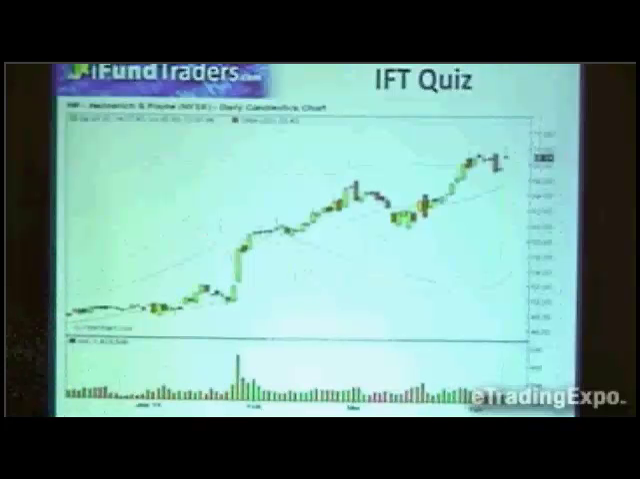All right? Look at these green bars. Look at how little they are. And then all of a sudden, one shows up like that. That's like 3 times the size of these. You buy that bar.